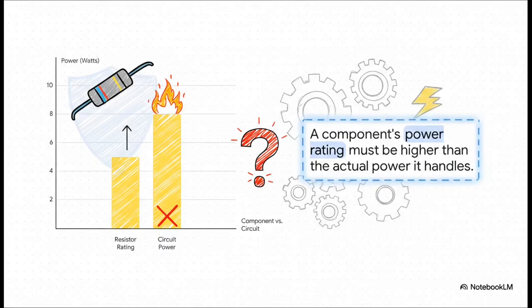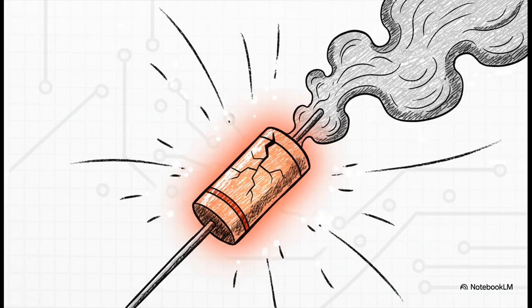So let's look at a quick example. Imagine you have a resistor that's rated to safely handle 5 watts, but the circuit you've designed is actually pushing 8 watts of power through it. I mean, you can see the problem right away, can't you? Yeah, the result is not good. That resistor is being pushed way beyond its limits. It's going to get hot, it's going to burn out, and it could easily take other expensive components down with it. This, right here, is exactly why power calculations are so important.